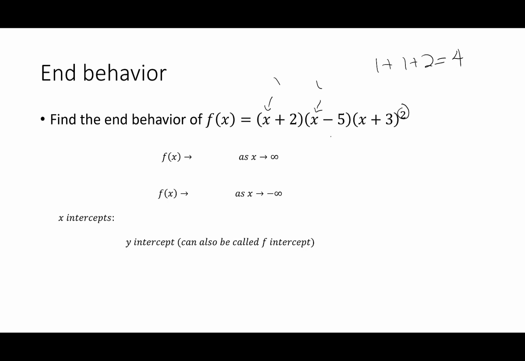X is positive, x is positive, x is positive. That says overall a sub n is positive. So positive says it's going to go up on the right, and then being an even power says it's going to match and also go up on the left.